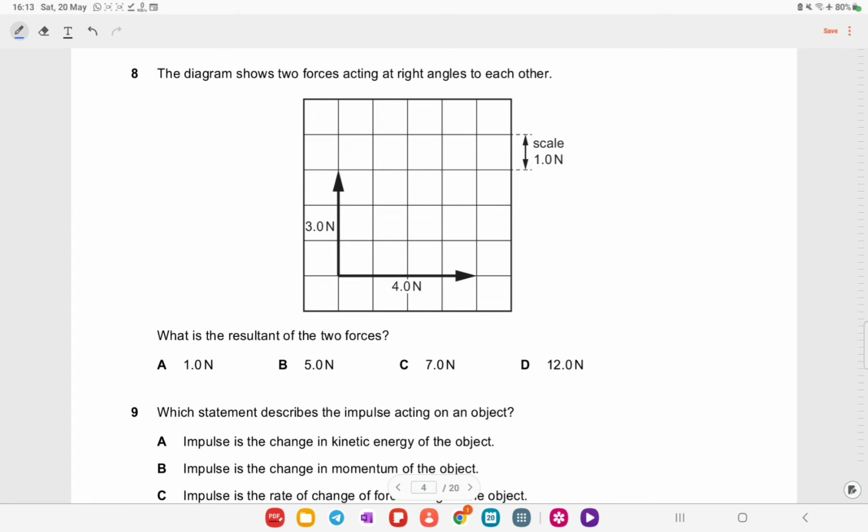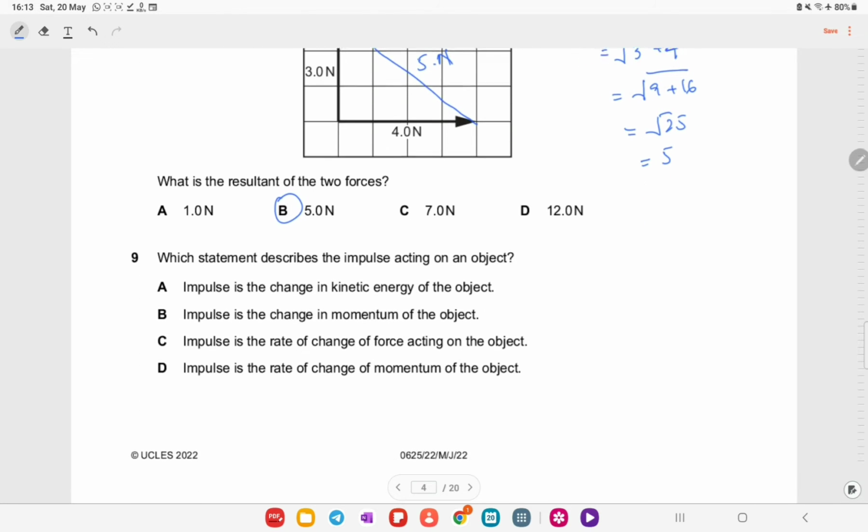The next question: the diagram shows two forces acting at a right angle to each other. Whenever we have a right angled triangle, we apply the Pythagoras theorem: hypotenuse squared equals perpendicular squared plus base squared. Taking the square root of 3 squared plus 4 squared, it's 9 plus 16, which is root 25, and this is 5. So 5 is your answer, the 5 newton resultant force.